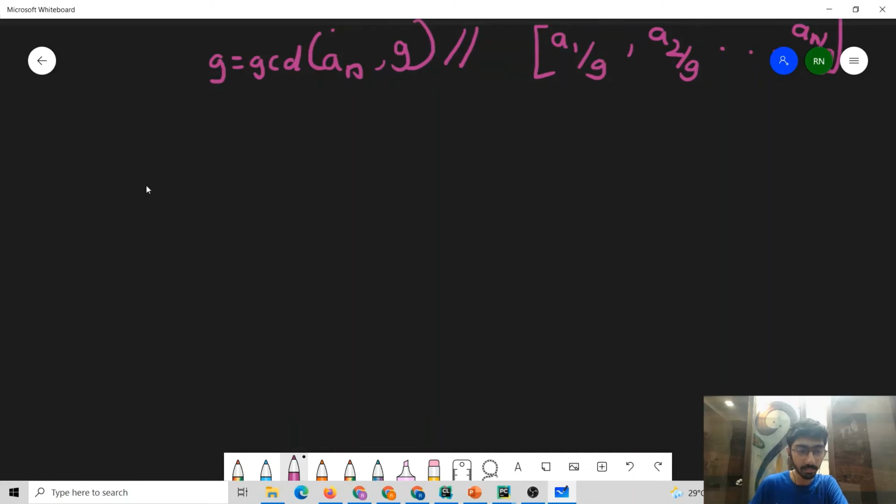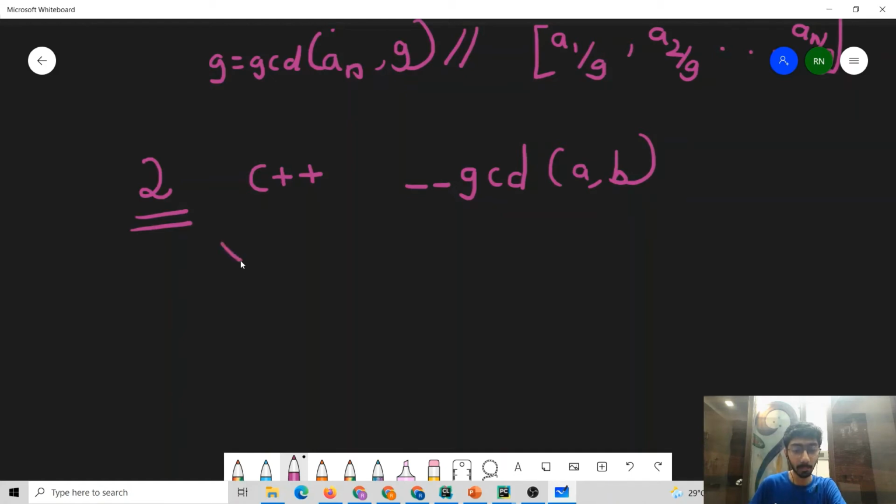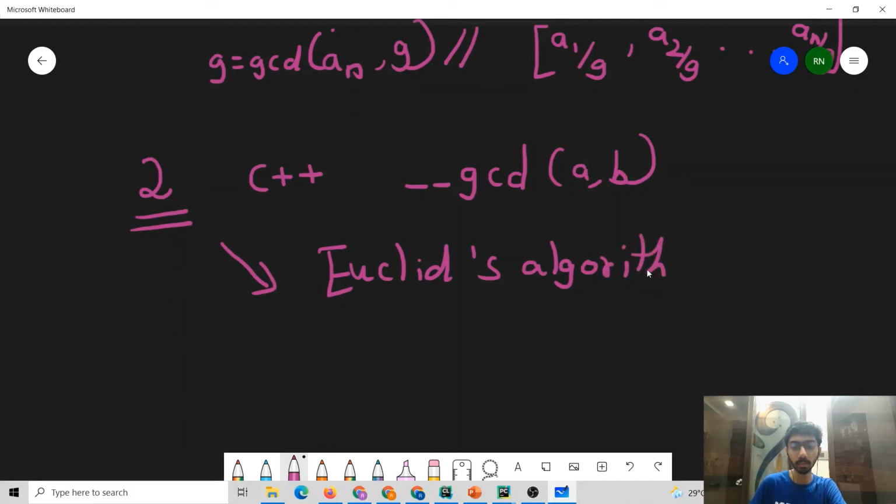In order to find the GCD, we have two options. Consider that we are using a language like C++. In C++, we can use underscore GCD, and it would give us the GCD of two values. Or we can implement GCD by using Euclid's algorithm. We can use Euclid's algorithm to find the GCD of two numbers a and b in the time of O of log minimum of a comma b.